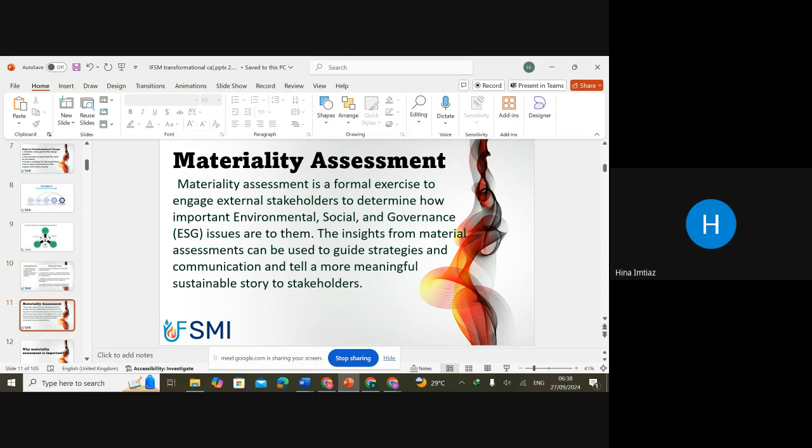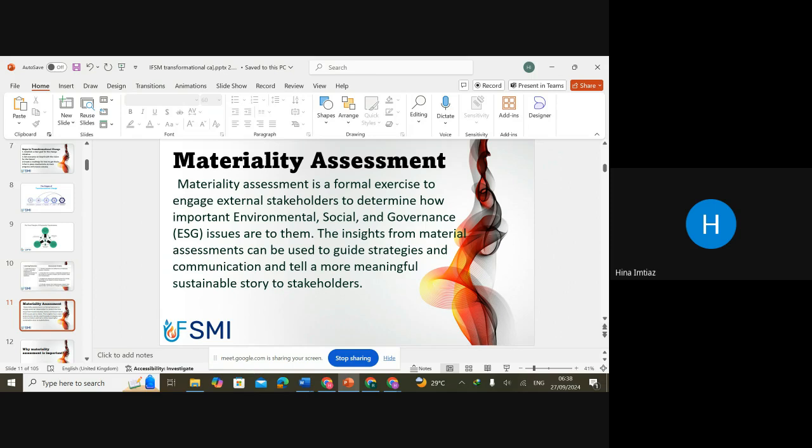So, what is the main objective of the materiality assessment? Basically, the primary objective of this assessment is to identify the social and environmental areas that hold the most significance for your community, for your own organization, investors, and all the stakeholders.